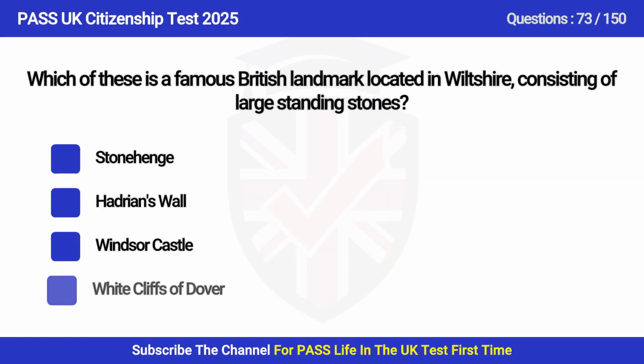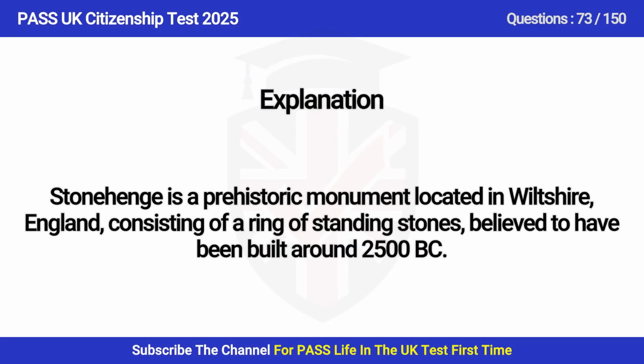Question 73. Which of these is a famous British landmark in Wiltshire, consisting of large standing stones? A. Stonehenge, B. Hadrian's Wall, C. Windsor Castle, D. White Cliffs of Dover. Answer is A. Stonehenge. Stonehenge is a prehistoric monument in Wiltshire, England, consisting of a ring of standing stones, believed to have been built around 2500 BC.